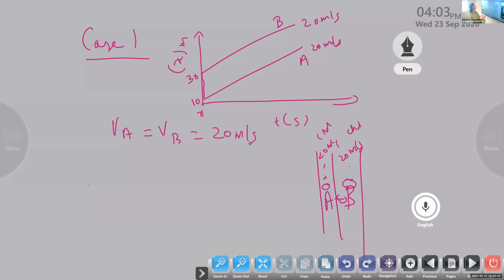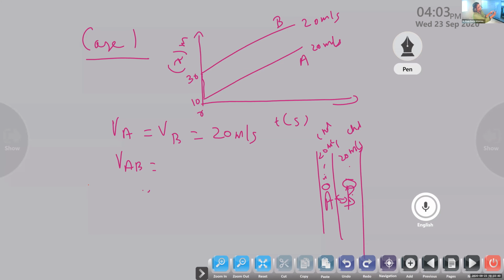So just imagine what VAB will be in this case. That is, what is the change in position of A with respect to B? For example, Nevin is on bus B, and there is another bus A going this way. You are looking at bus B. Nevin is in bus B. Clear? VAB means the change in position of A with respect to B. So you are in B.